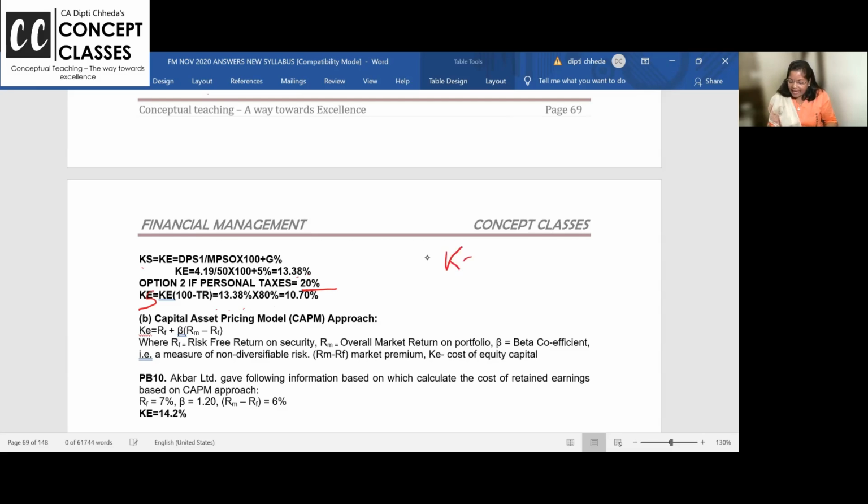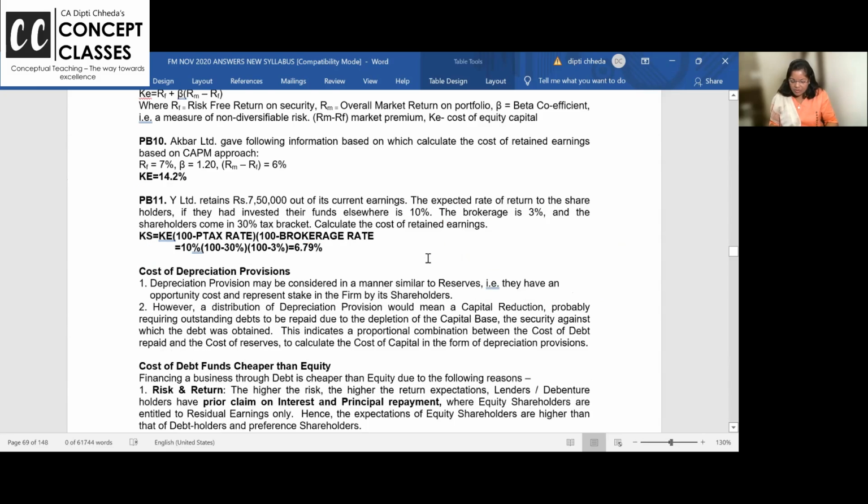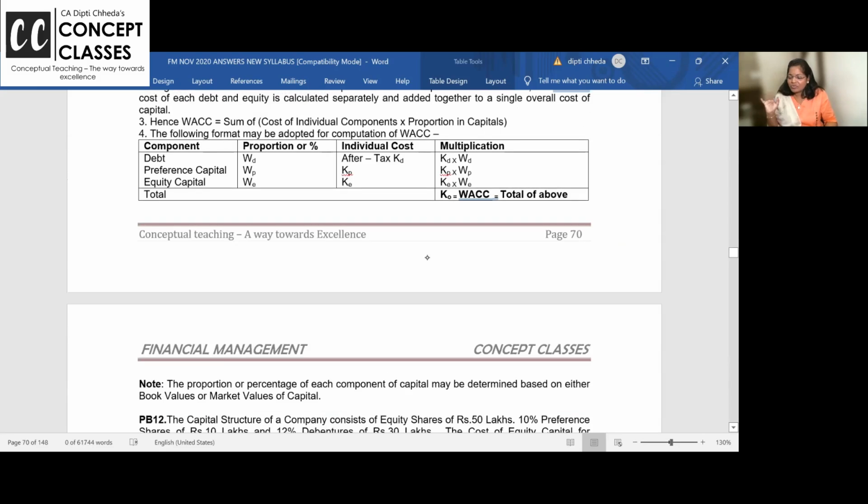So what is KS? KS is KE. Cost of the reserves, KS, is KE. But if personal tax is given, then KS is KE into 100 minus personal tax, not the company's tax. A nice explanation is also given in the routine class, and look at this format, super clear. One day before exam, if you revise your booster notes and these formats from this material, you will be able to solve. And in the routine class, we are going to take all the problems.